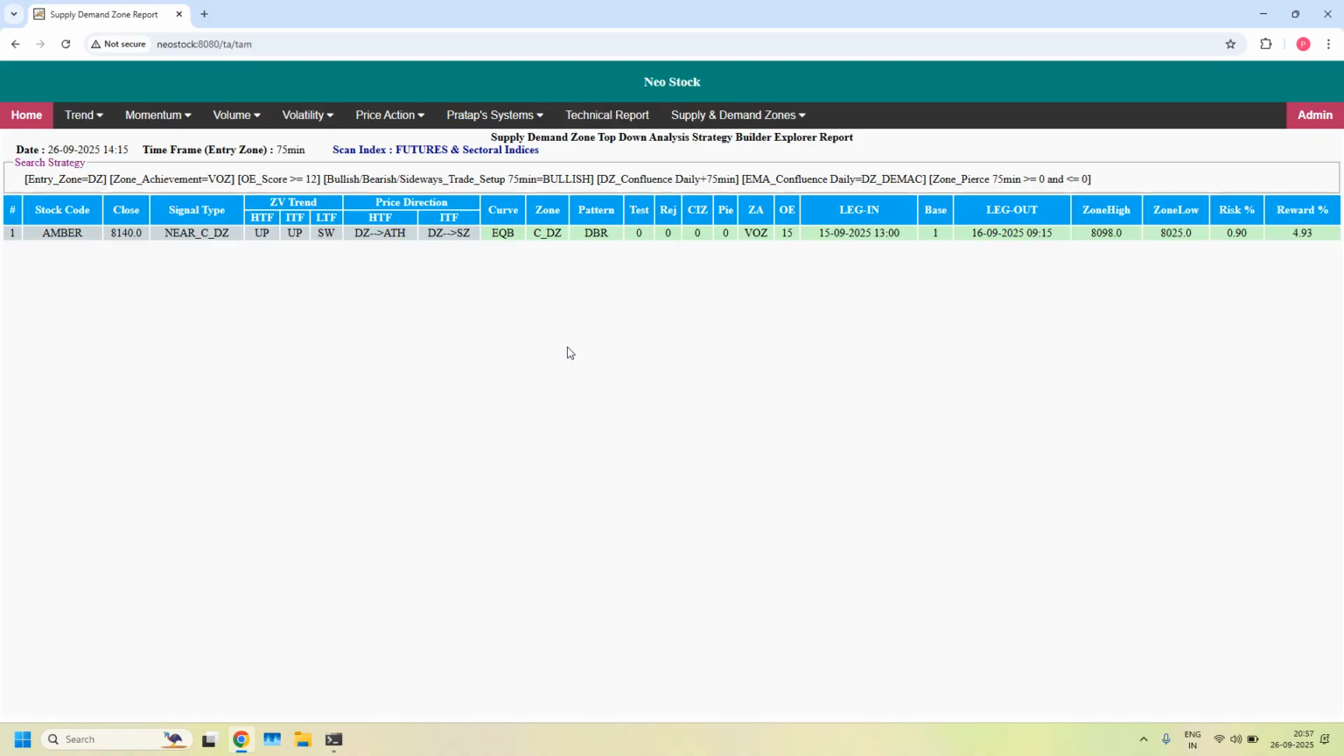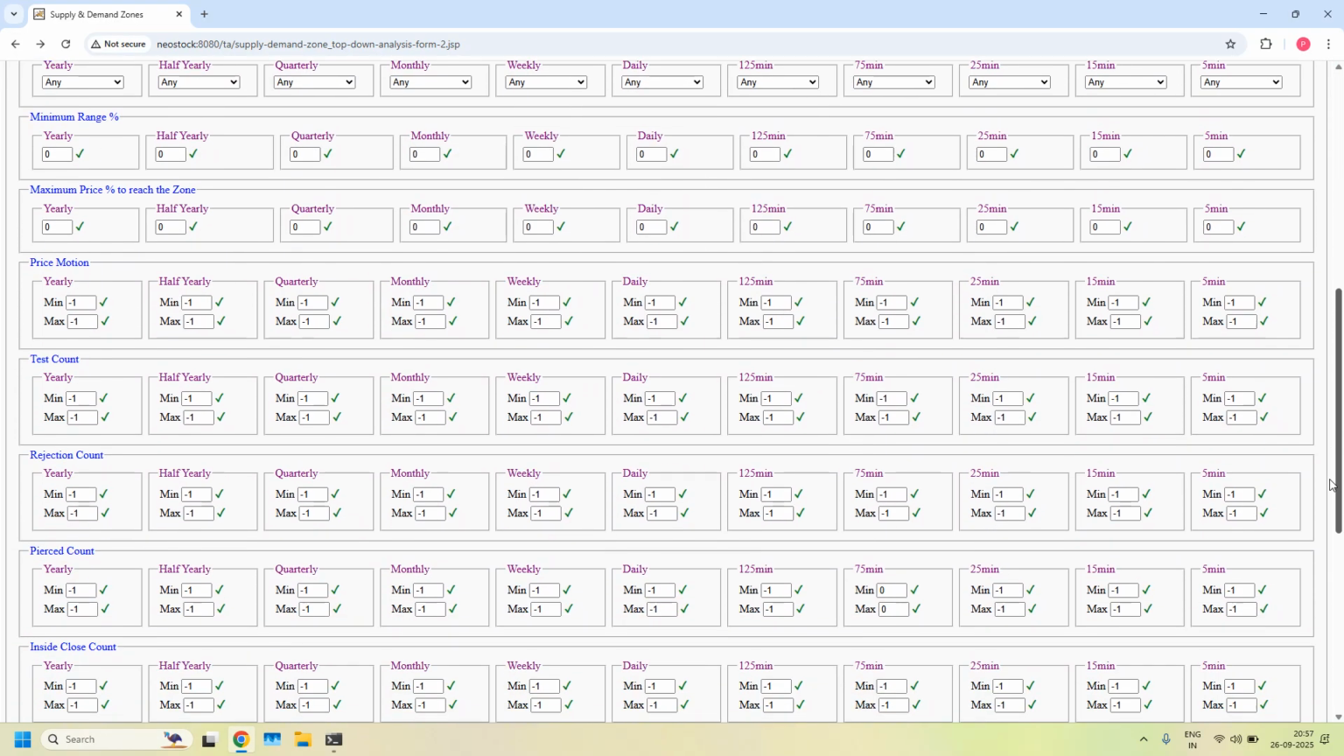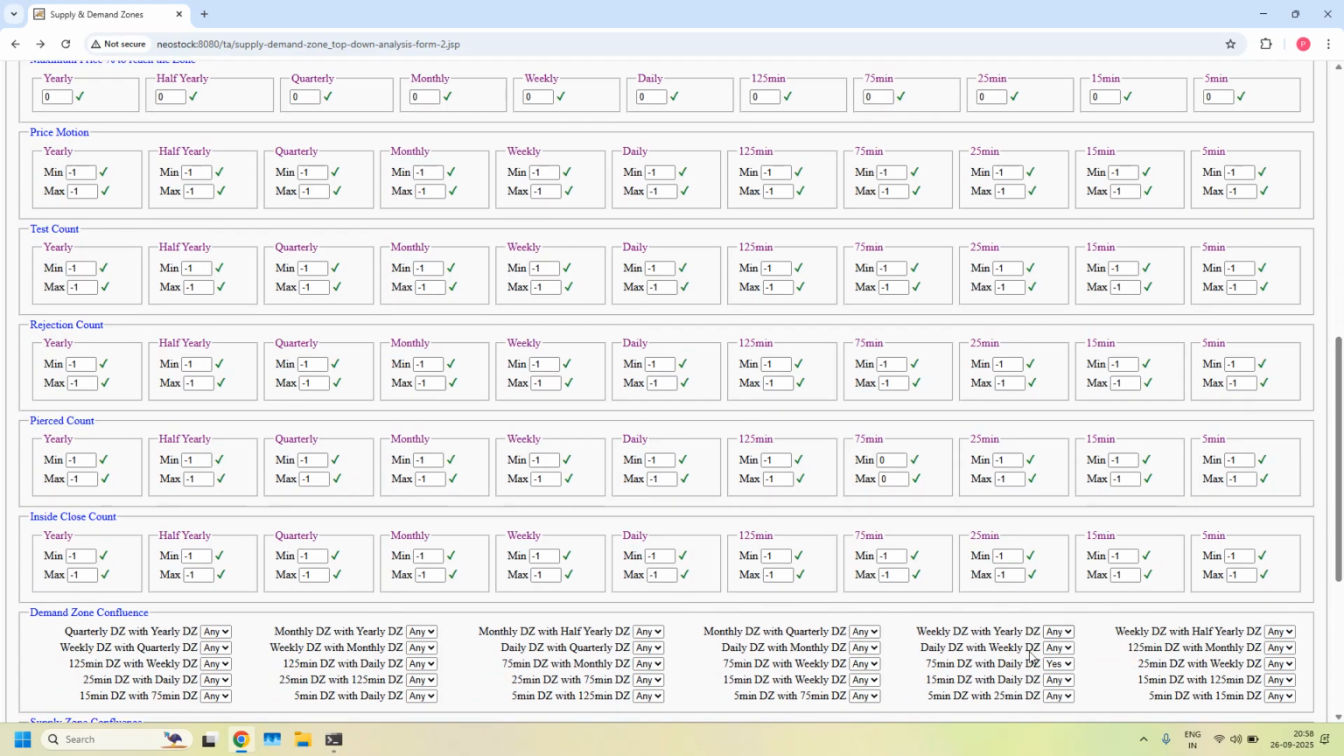Next, strategy is LTF, ITF, HTF demand zone confluence and then HTF EMA. Removing ITF EMA filter. In the demand zone confluence, 3 filters I am setting. First one is 75 minutes and daily, already enabled. 75 minutes and weekly, daily and weekly demand zone confluence.